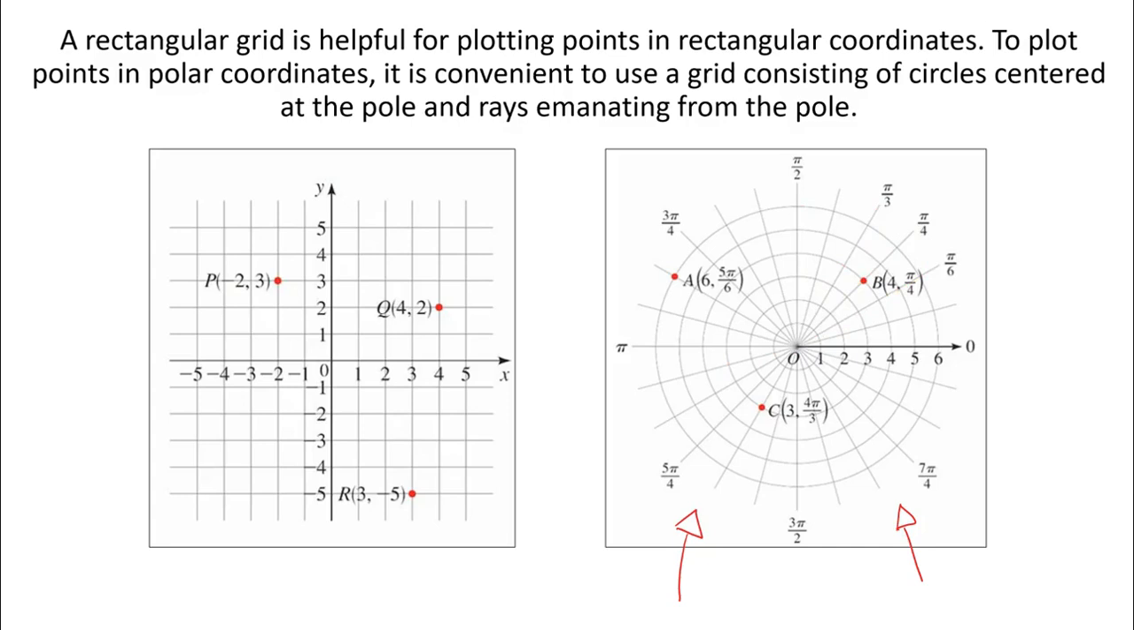Now you might notice some similarities between these two different grids. In the polar coordinate system, the pole is just the point (0, 0) in the rectangular coordinate system. The polar axis in the polar coordinate system here is just the positive x-axis in the rectangular coordinate system.